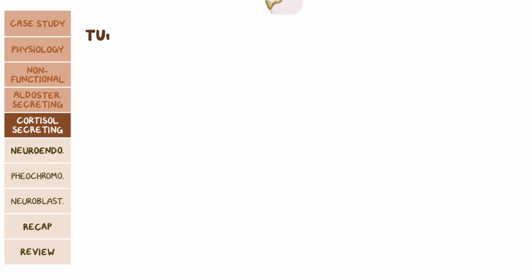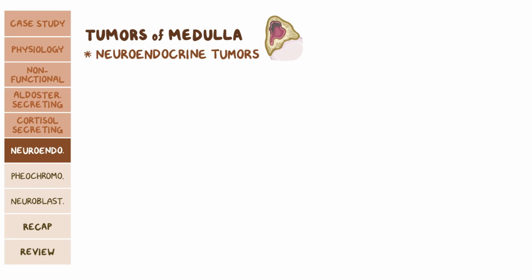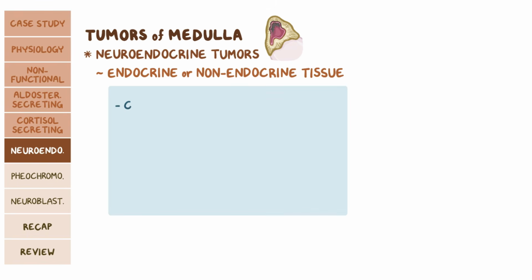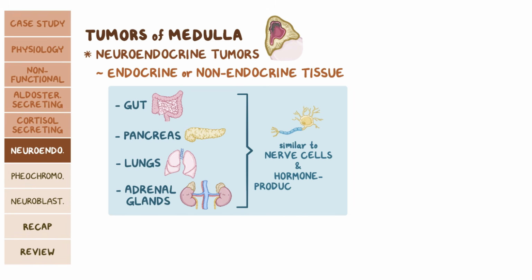Now let's switch to tumors of the medulla. These are usually neuroendocrine tumors, which are a group of tumors that can occur in almost any endocrine or non-endocrine tissue, especially in the gut, pancreas, lungs, and adrenal glands. In essence, they are made up of cells that have traits similar to those of nerve cells and hormone-producing cells, which is why they can produce pretty much any type of hormone.